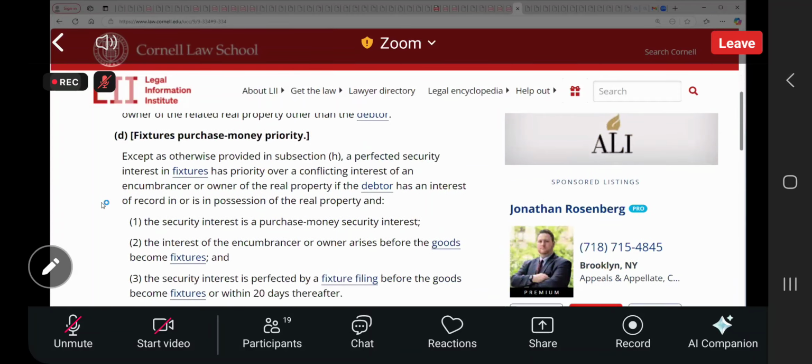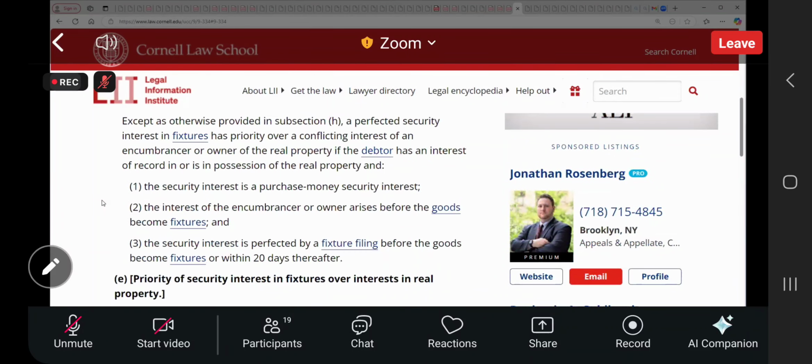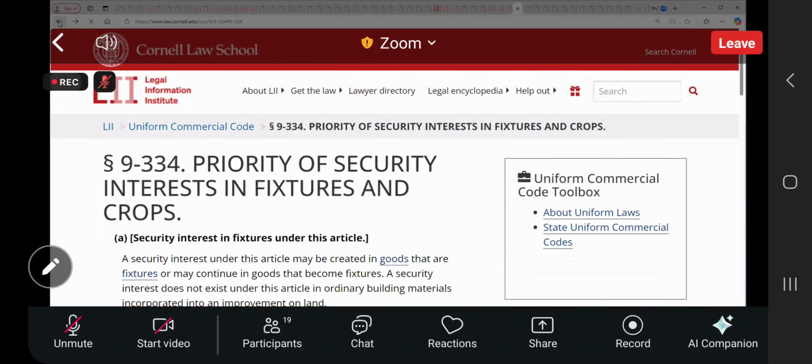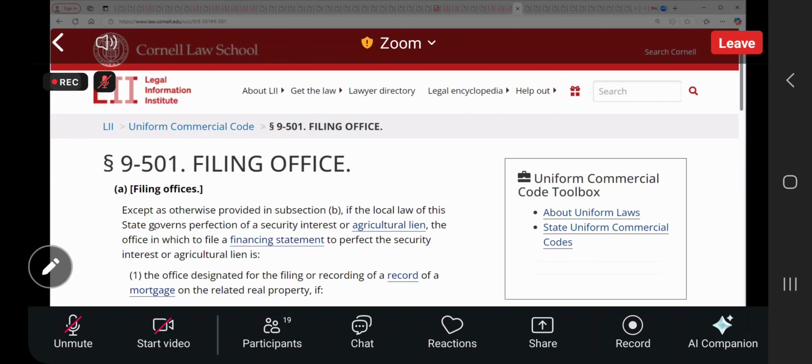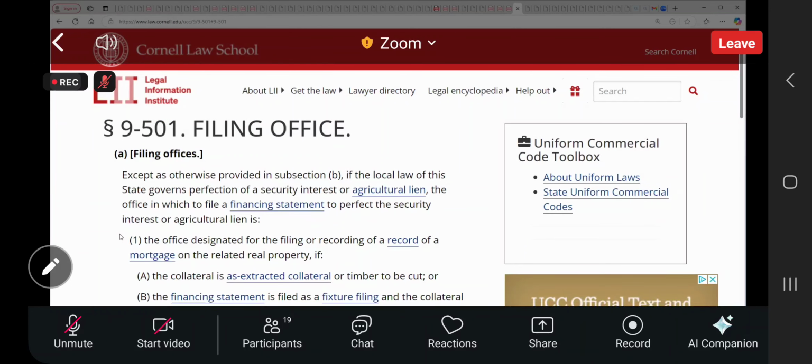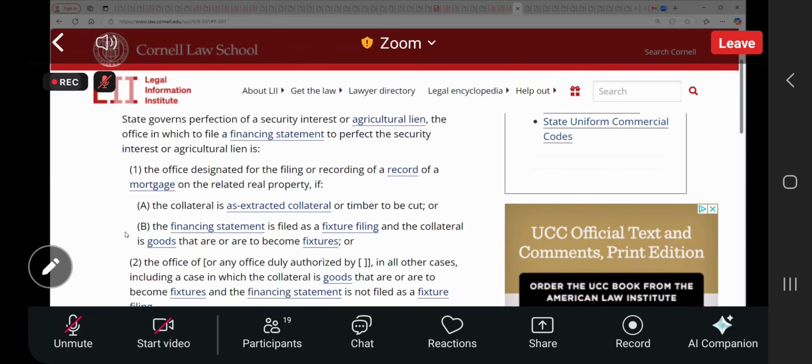But this is if you have farmland. You have acres, you want to do fixtures. Because it starts talking about crops. Let me get out of here. Let's go to fixture filings. Filing office, except as otherwise provided in subsection B, if the local law of the state governs perfection of a security interest or an agricultural lien, the office in which to file a financing statement to perfect the security interest or agricultural lien is the office designated for the filing or recording of a record of a mortgage on the related real property.